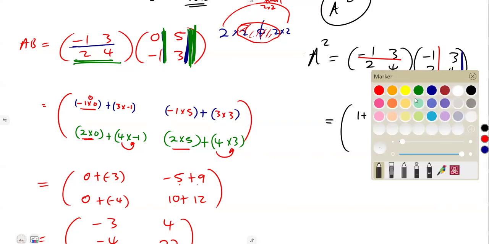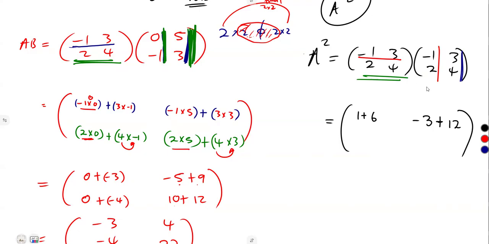All right, so let's consider the second row, with the first column. The same way like before, 2 multiplies what? Negative 1. 2 times minus 1, that's minus 2, plus 4 times what? 4 times 2, which is 8. We are done with this one. We move on to the second what? Column. 2 versus what? 2 versus 3.